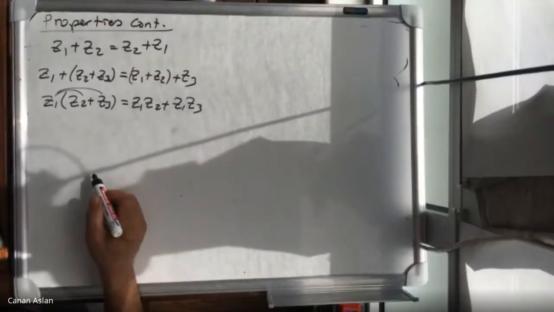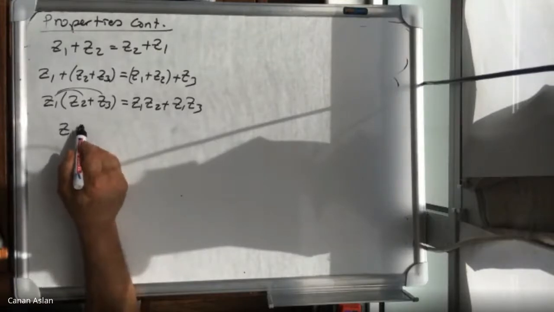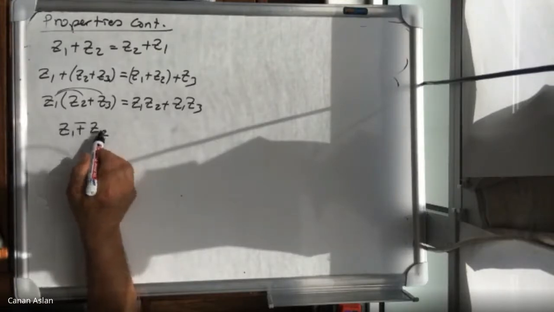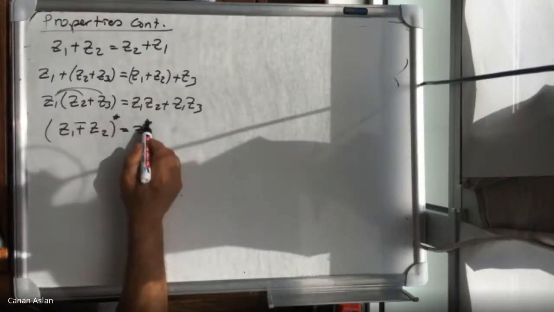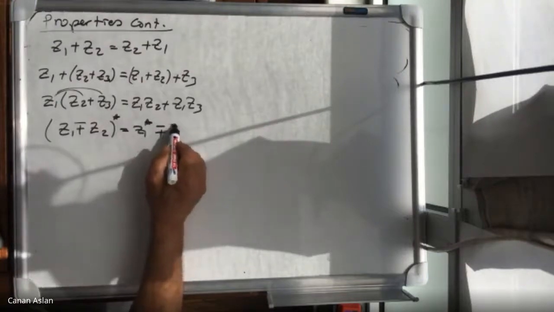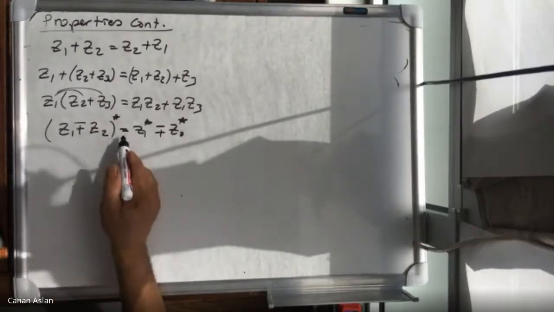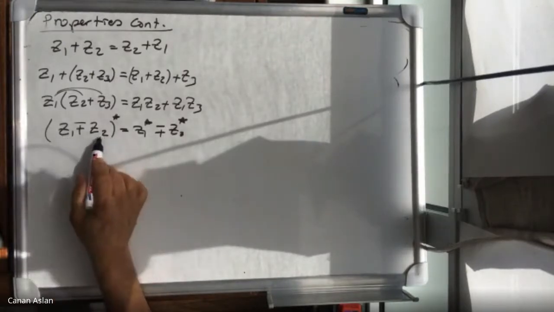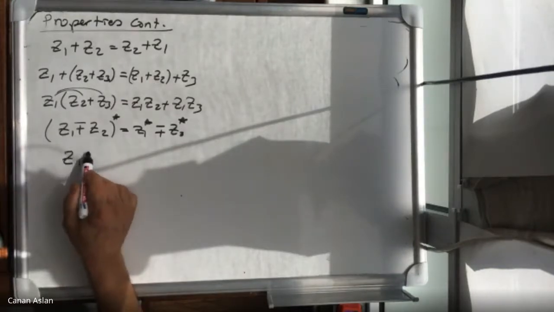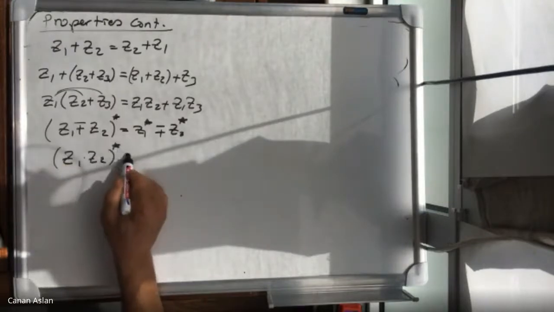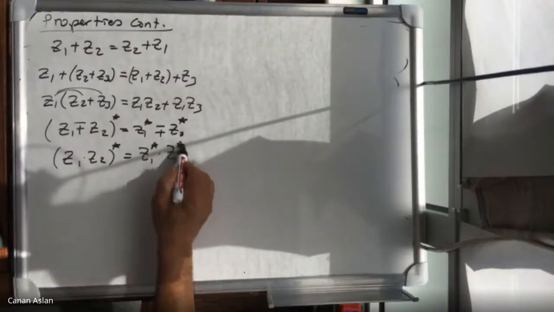Okay, so now if you get the complex conjugate of z1 plus and minus z2, it is just z1 star plus and minus z2 star. So individually, you can take the complex conjugates of the complex numbers. This is how you do it. But if you get the complex conjugate of the product, it's just the product of the complex conjugates of each one of those, like that.